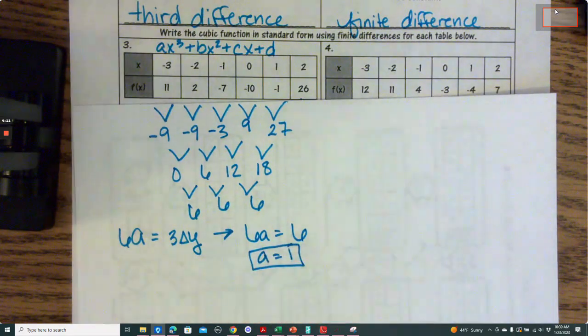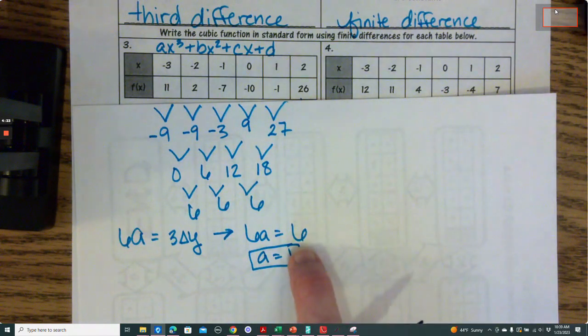Well, why is it 6a? It just is. That's the pattern. No matter what table I'm doing, it's 6a equals that third change in y. So it'll always be 6a? Yes. Where'd you get the a equals 1? Because 6a equals the third change in y, and the third change in y was 6. You divide 6 by 6.